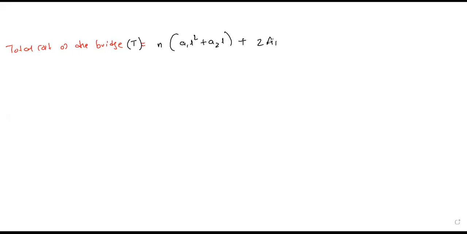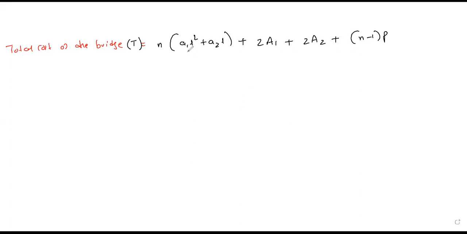2A1. What do you mean 2A1? 2 abutments. Plus 2A2. What do you mean 2A2? 2 approach slabs. Plus N-1 P. What do you mean N-1 P? Number of piers. Clear? First you have to understand this, then only you can understand the next things.